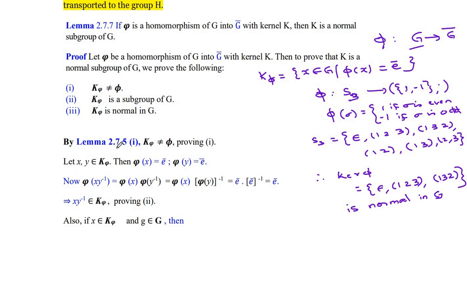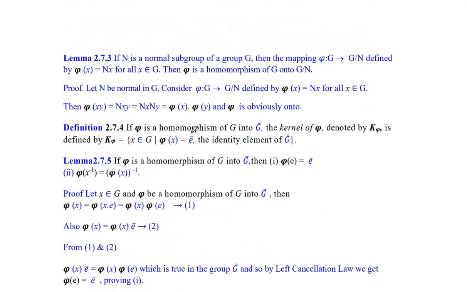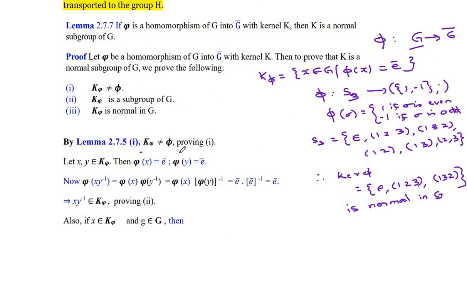Now by lemma 2.7.5, the first subdivision, this is what we had as lemma 2.7.5: if phi is a homomorphism of G into G bar, then phi of e equals e bar. That is, a homomorphism takes identity element to identity element. So because of that, we have our kernel phi to be non-empty. Definitely e is a member of kernel phi because phi of e is e bar as phi is a homomorphism.